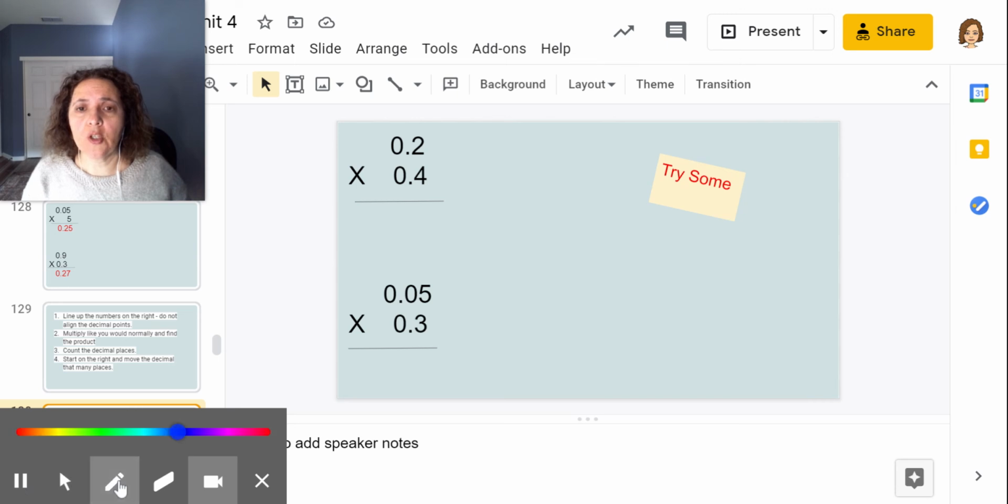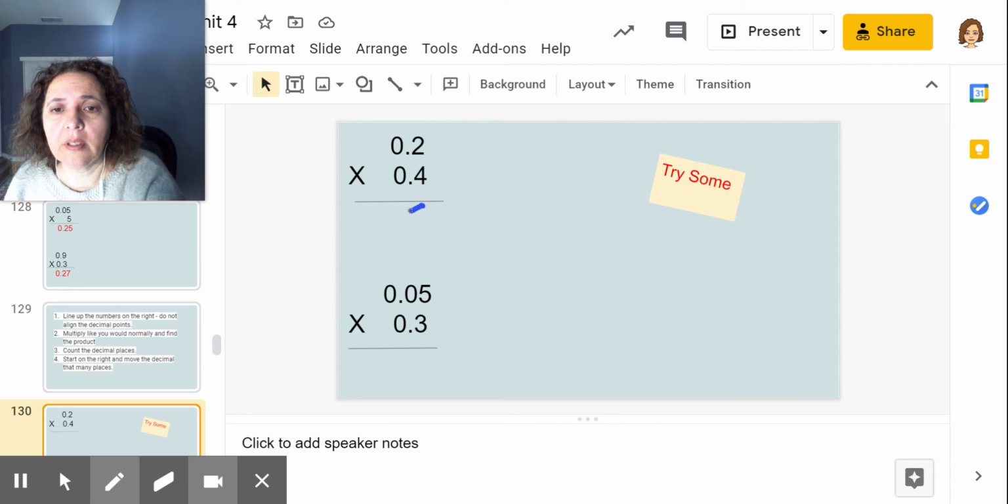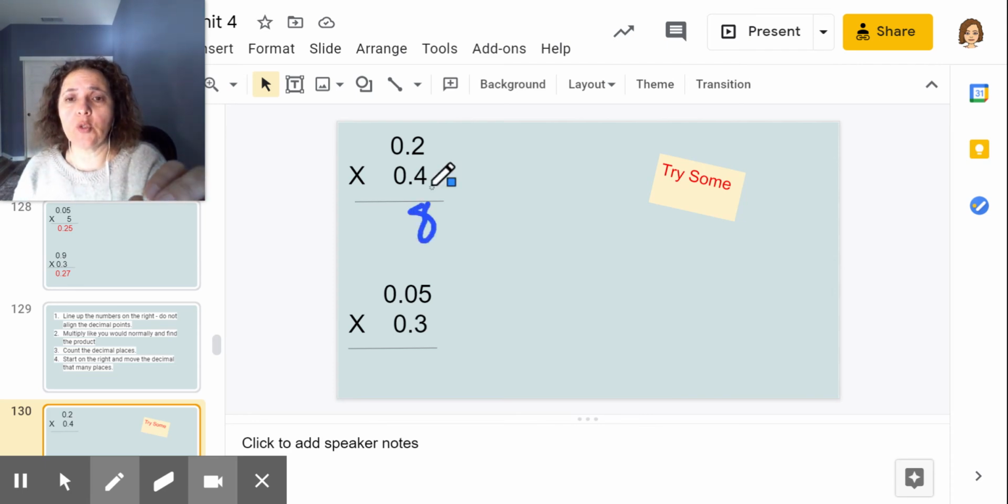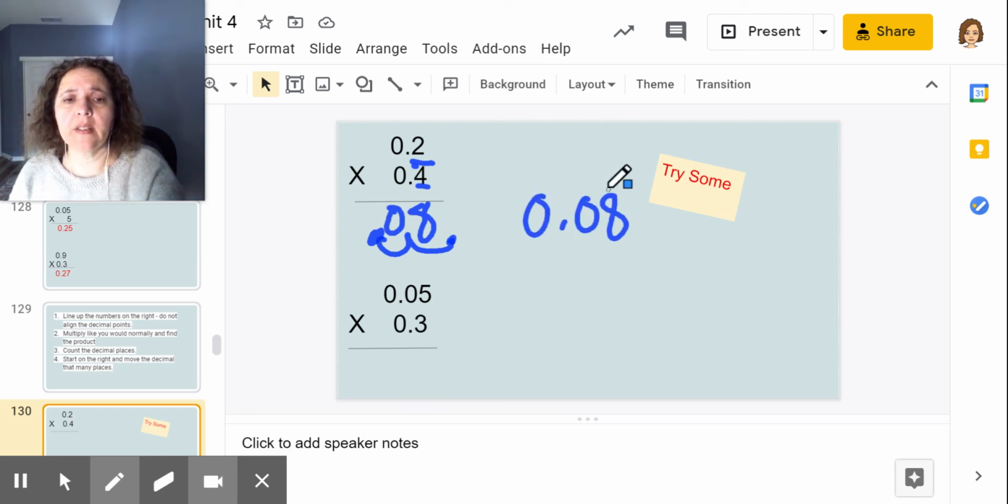Okay, so 2 times 4, need my pen, 2 times 4 is what? 8. So you just put an 8. And then you count how many place values do you have after your decimal? I have 2 place values. So then I'm just going to put a decimal and move it 2 place values, 1, 2. My decimal is going to go there. So now I just add a 0. So it's 0.08. It's 8 hundredths. Okay, let's do the next one.